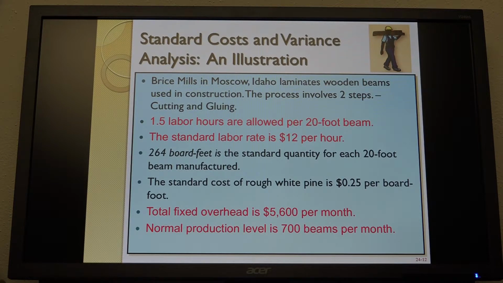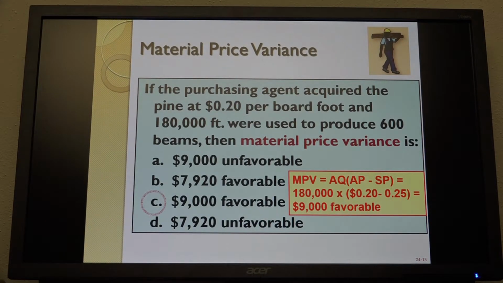So how did they figure that out? Well, let's go on. Standard cost of rough white pine is 25 cents per board foot. Total fixed overhead is $5,600 per month. The normal production level is 700 beams per month. So that's a lot of information.